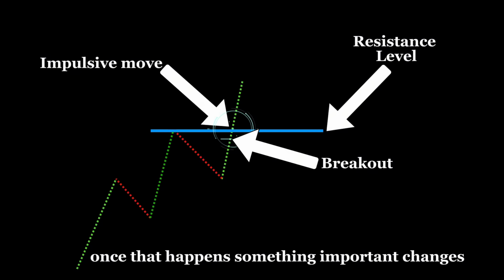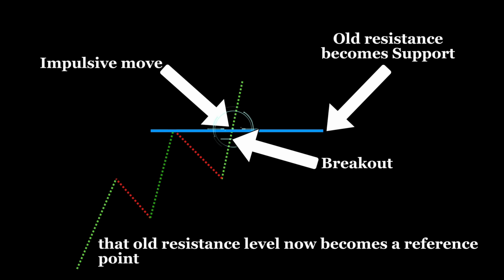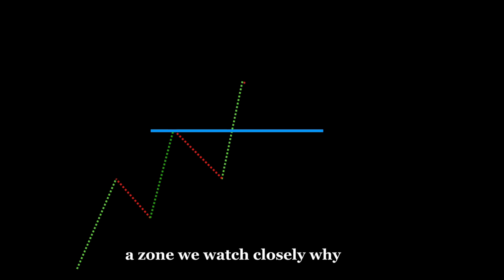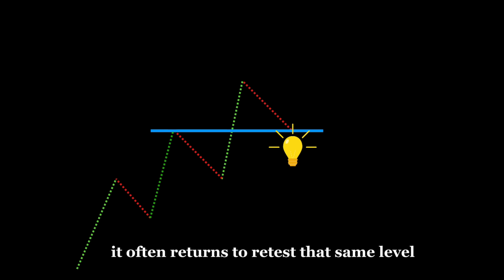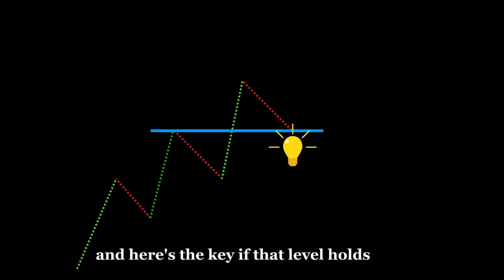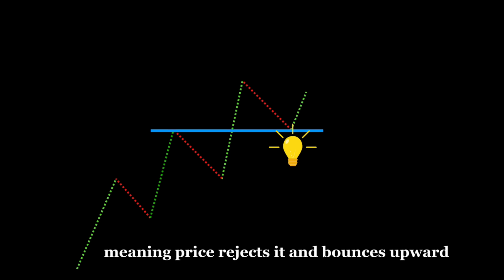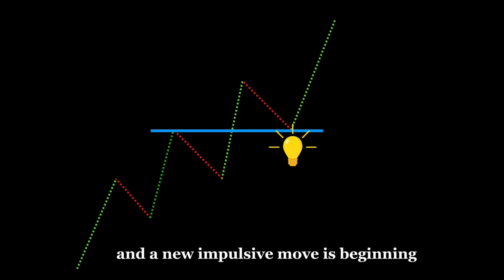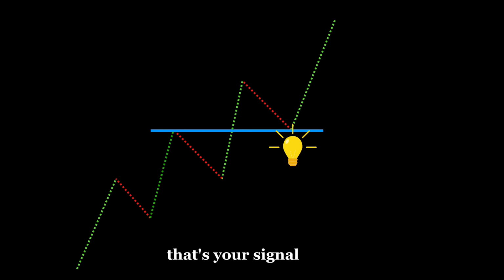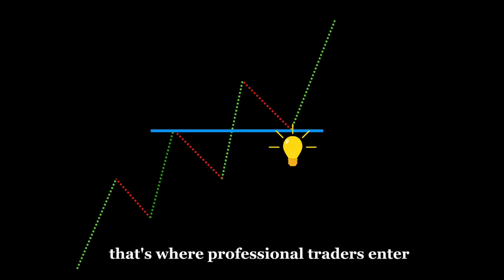Once that happens, something important changes. That old resistance level now becomes a reference point, a zone we watch closely. Why? Because when price pulls back after that impulsive move, it often returns to retest that same level. And here's the key. If that level holds, meaning price rejects it and bounces upward, it confirms that the pullback has ended and a new impulsive move is beginning. That's your signal. That's where professional traders enter.